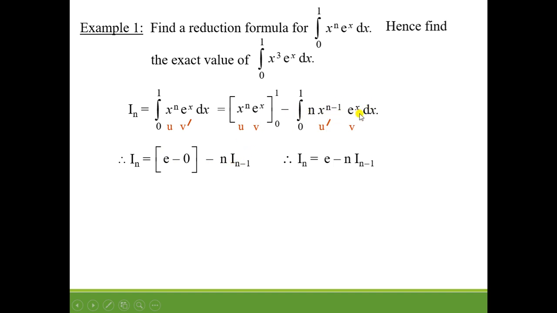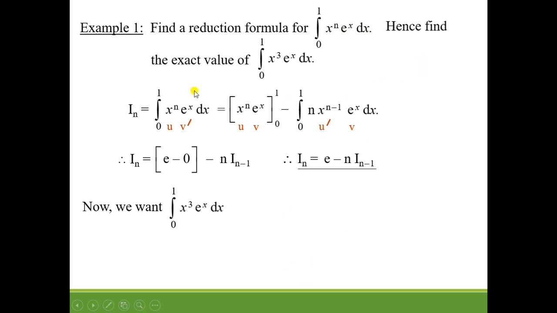Now see the original function and this function. See the power of x. Here the power of x is n, so we call it I n. But now the power of x is n minus 1, so we call it I n minus 1. Therefore I n is equal to e minus 0, which is nothing but e, minus n into I n minus 1. So this is nothing but the reduction formula for this original function.